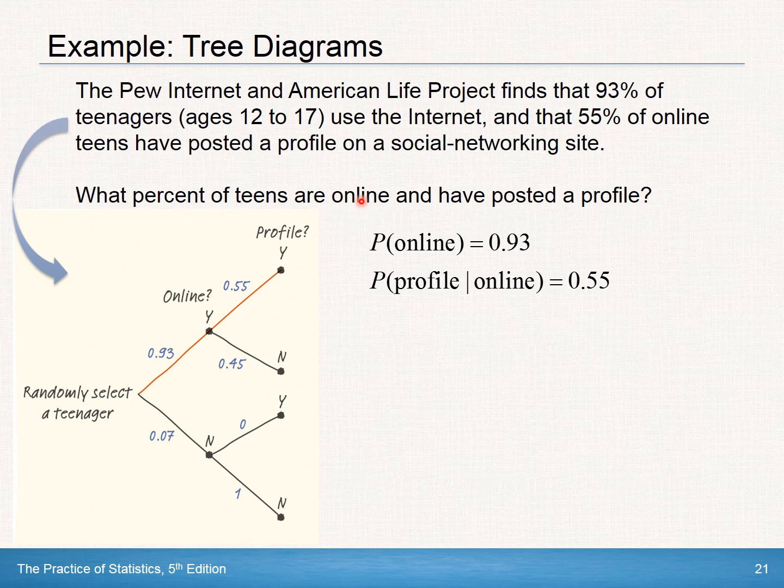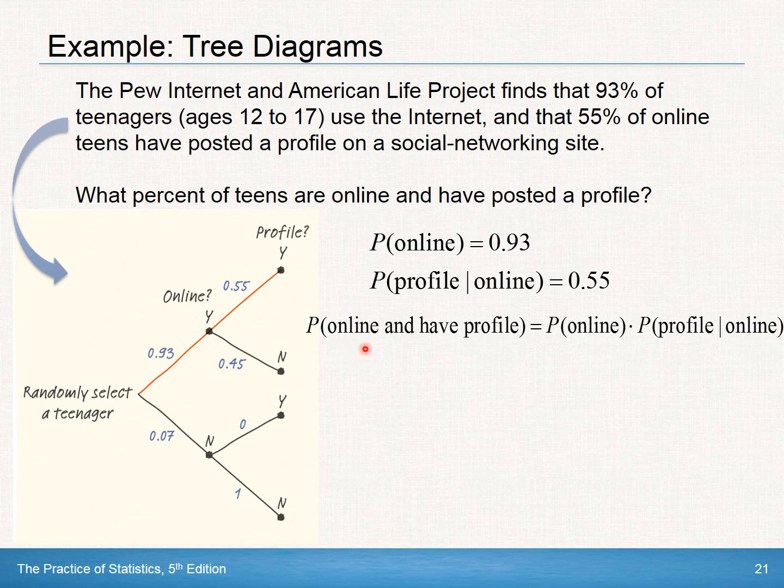So what's the probability that they're online? Okay, that's what's given, the fact that it's online. Then we have to decide what's the probability that they posted a profile given that they were online. So online was already given. Looking at our tree diagram, here's how we can answer this.